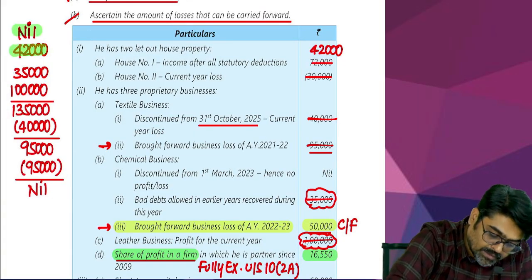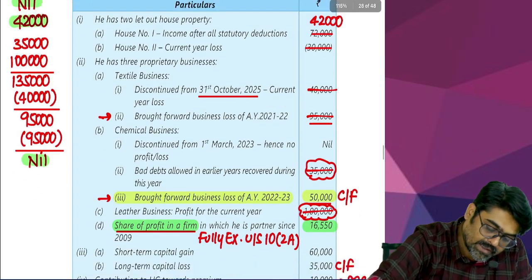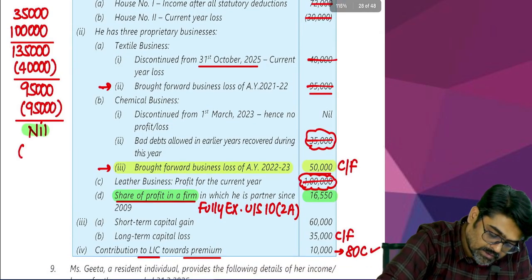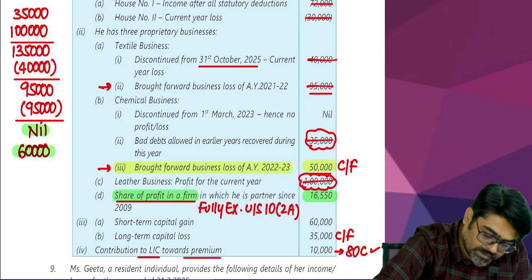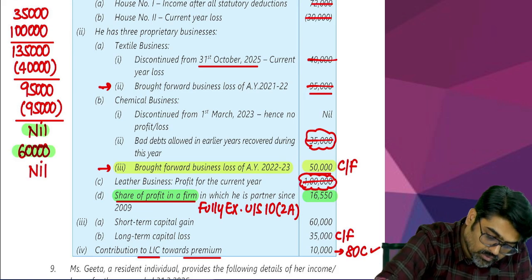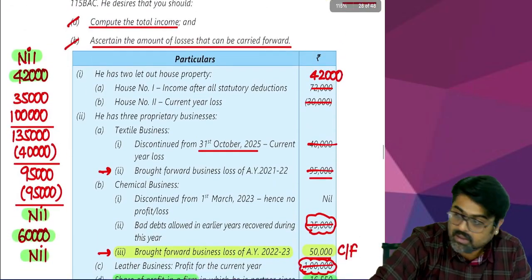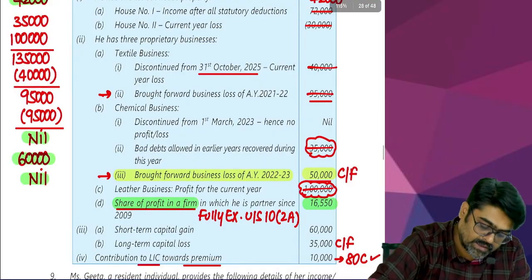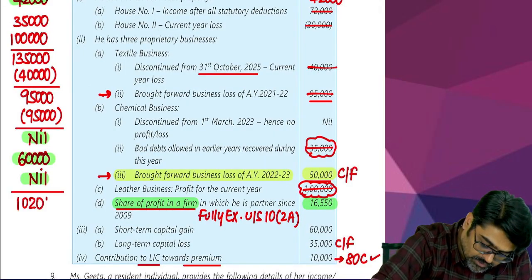So your salary income is nil. Your house property income is 42,000. Your business income is nil. Do you have any capital gain income? How much? 60,000. Entire 60,000 is your short-term capital gain. Yes or no? Short-term capital gain. Do you have any income from other sources? No. So that will be nil. So 5 heads. Nil plus 42 plus nil plus 60 plus nil. 1,02,000. This is your gross total income.